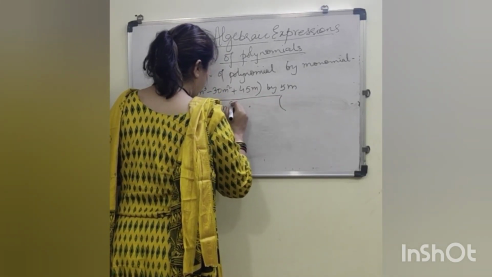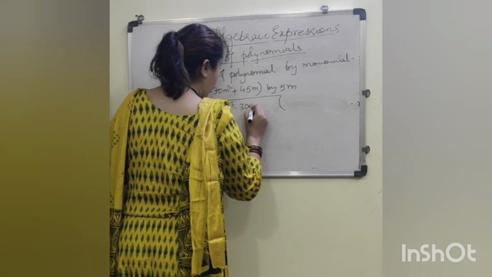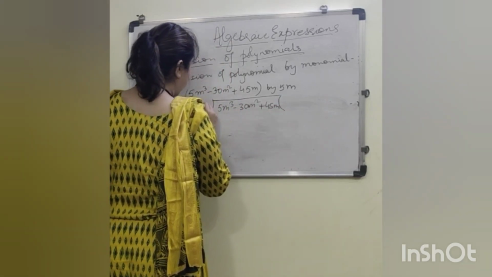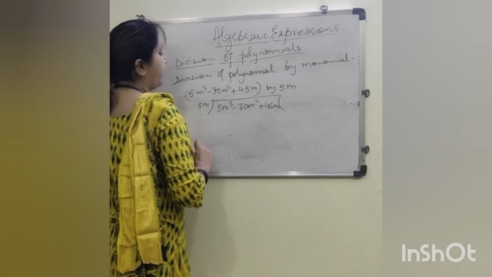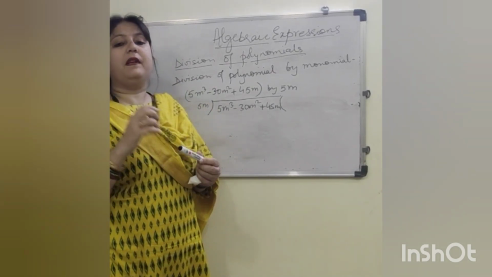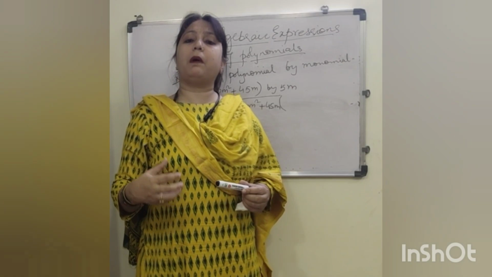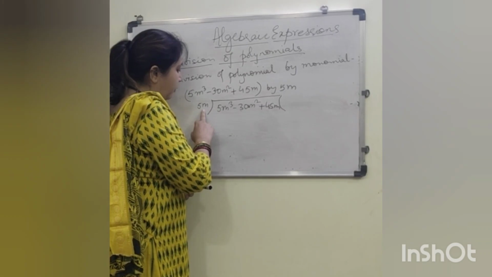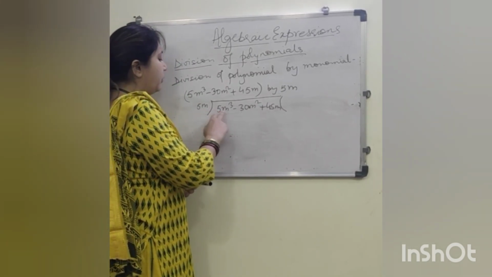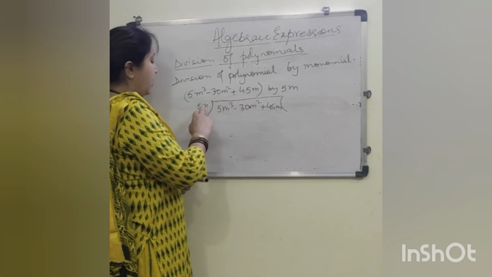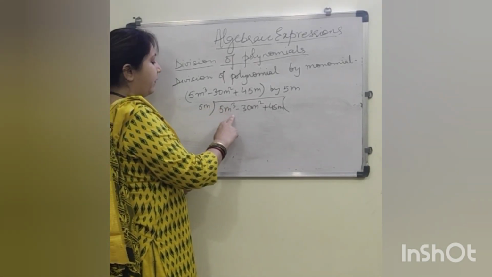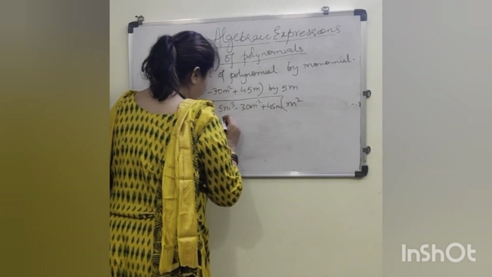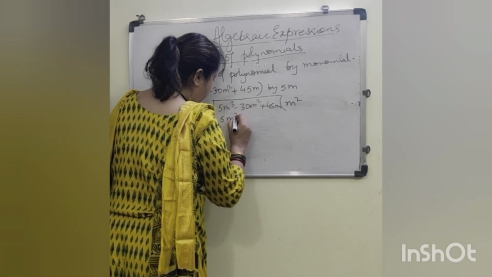5m cube minus 30m square plus 45m. It is to be divided by 5m. Children, always remember that we start removing the highest power term. Highest power term is 5m cube, but we have only 5m. So how much more do you need? You need m square. To make 5m into 5m cube, you need m square. So here we write m square and it will turn to 5m cube.